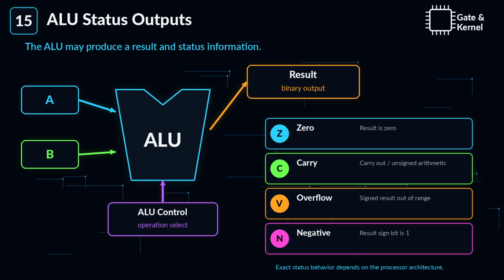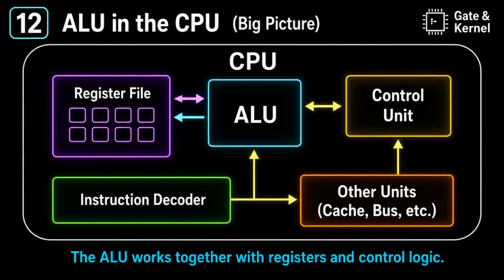Chapter 15. The ALU is not the entire CPU. The ALU is important, but it is only one part of the processor. A CPU also contains registers, a register file, instruction decoding logic, control logic, caches, internal buses, multiplexers, and many other data path components.